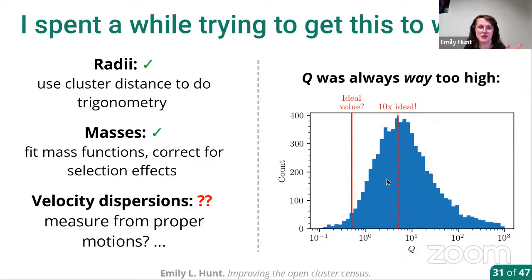We expect that clusters might be a little bit supervirial, depending on how they're dispersing. Maybe you'd expect a virial ratio of, like, 1 to 5 maybe. But most clusters having a virial ratio of this value or higher was pretty crazy and not what we were expecting, and it didn't seem to make any sense at all.